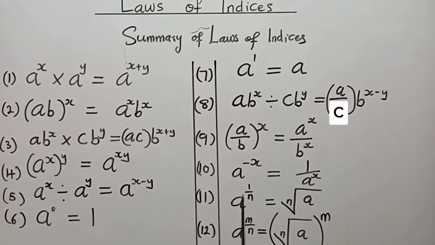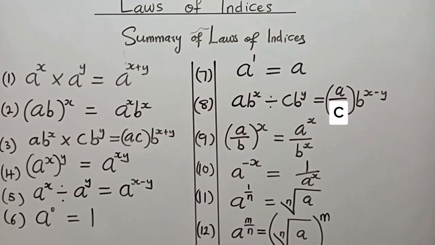The 11th law says a raised to the power 1 over n is equal to the nth root of a. The 12th law states a raised to the power m over n is equal to the nth root of a all to the power m.